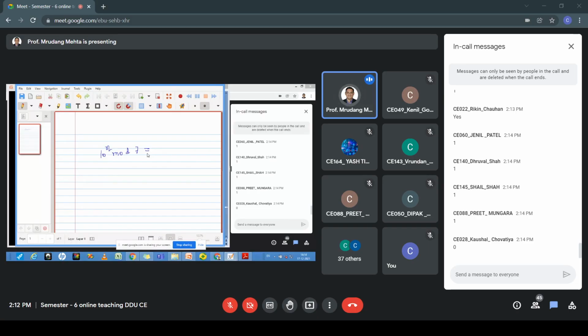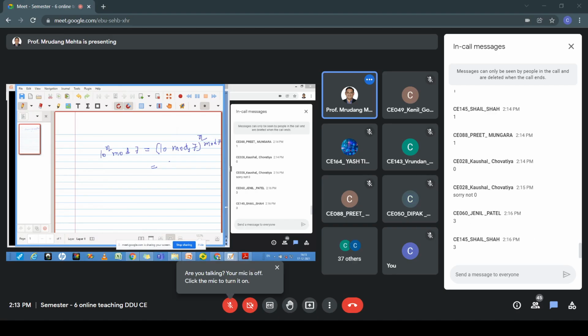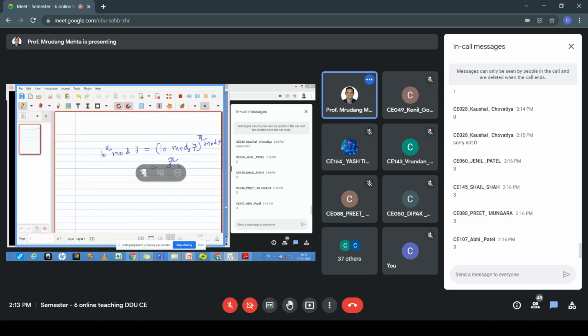We can rewrite it like this: 10 mod 7. We can rewrite like this. So what is the answer? 10 mod 7 is what? Right? So we can rewrite like this.